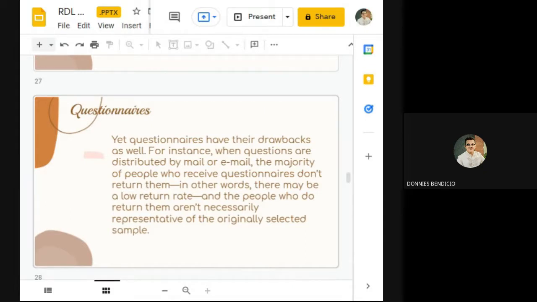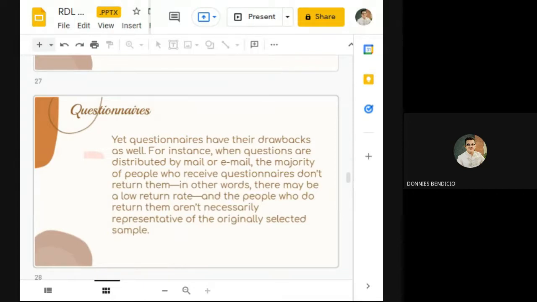So for instance, when questions are distributed by mail or email, the majority of people who receive questionnaires don't return them. So, okay. So halimbawa, nagbigay kayo ng mga papel o kaya ng mga questionnaire, yung iba hindi na sinusoli. Yung iba tinatago na lang o kaya yung iba tinatapon yung mga survey questionnaire natin. So this is another limitation. Kapag tayo gumamit ng pen, paper, questionnaire. Yung iba kapag kasabi mo, sir, babalikan ko po yung questionnaire ko po. Yung iba tinatapon o kaya yung iba kinakalimutan.